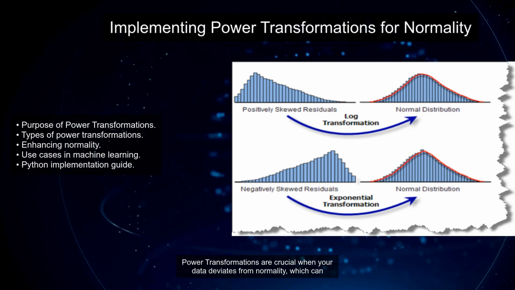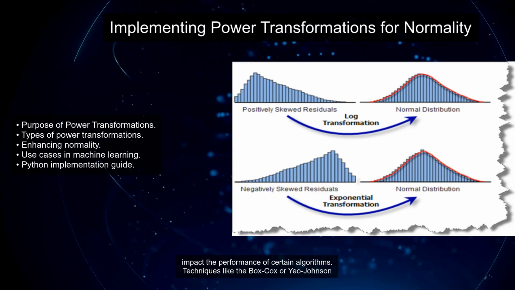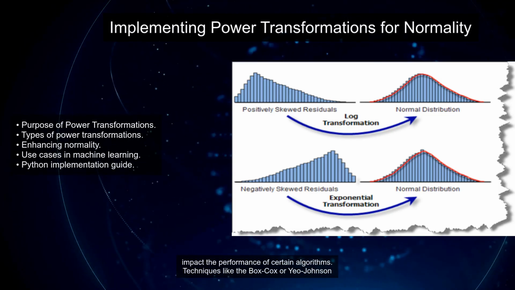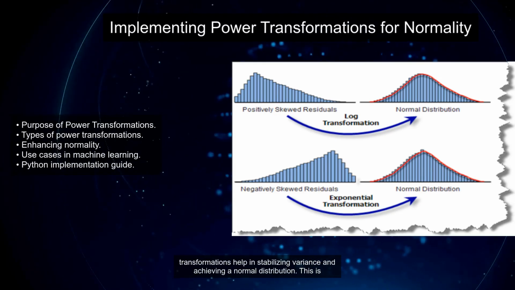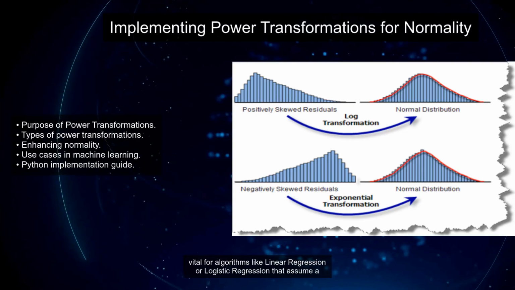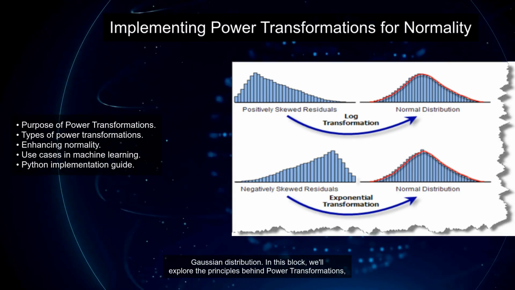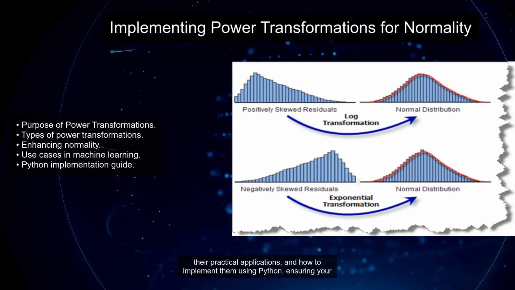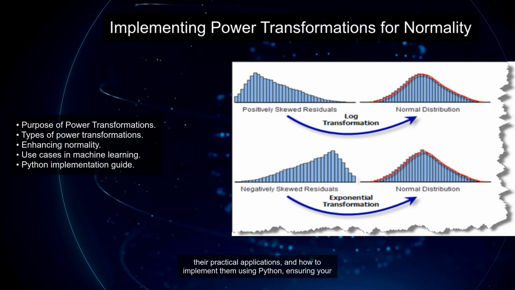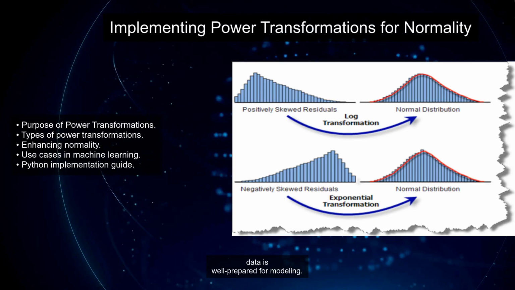Power transformations are crucial when your data deviates from normality, which can impact the performance of certain algorithms. Techniques like the Box-Cox or Yeo-Johnson transformations help in stabilizing variance and achieving a normal distribution. This is vital for algorithms like linear regression or logistic regression that assume a Gaussian distribution. In this block, we'll explore the principles behind power transformations, their practical applications, and how to implement them using Python, ensuring your data is well prepared for modeling.